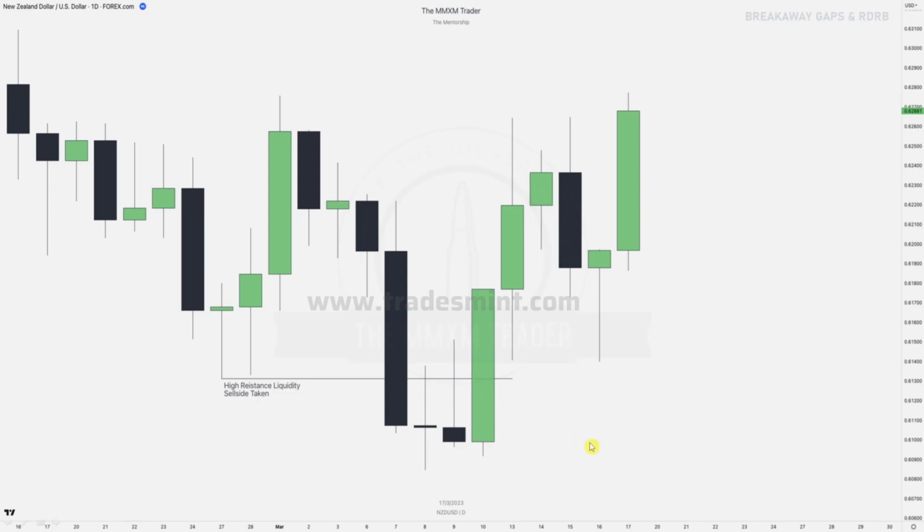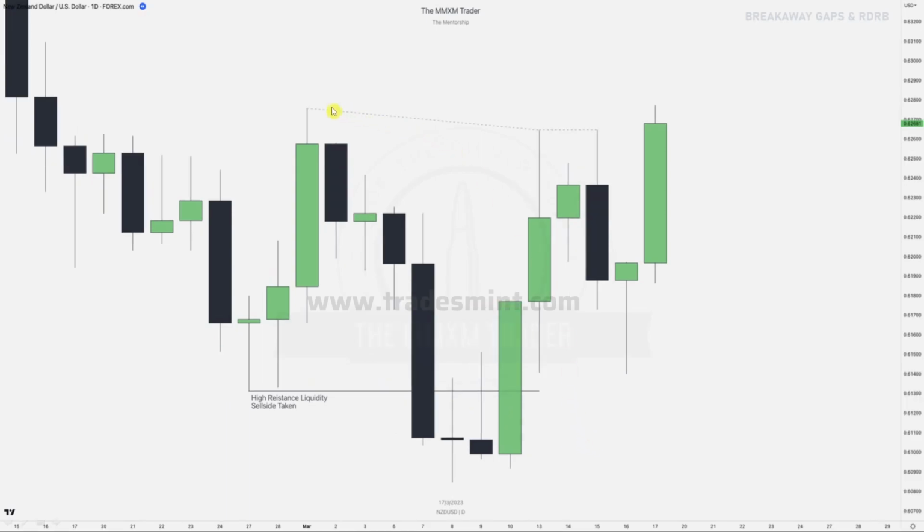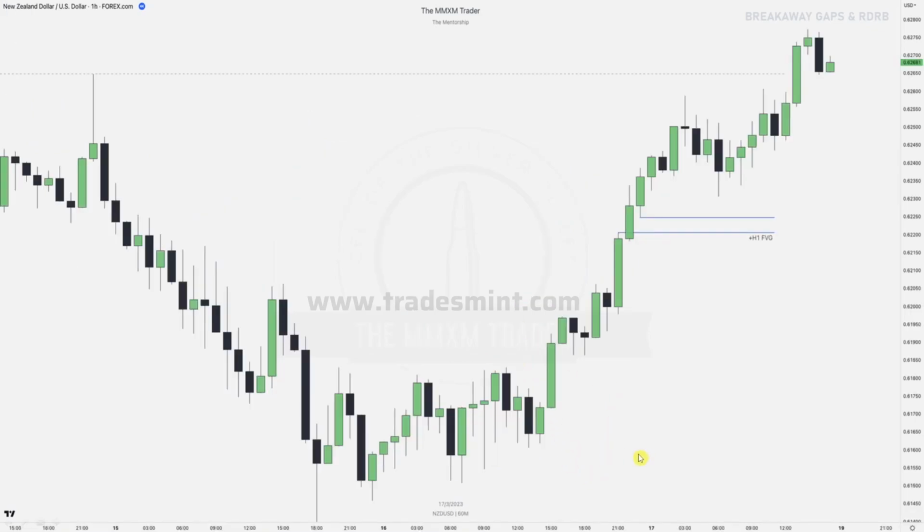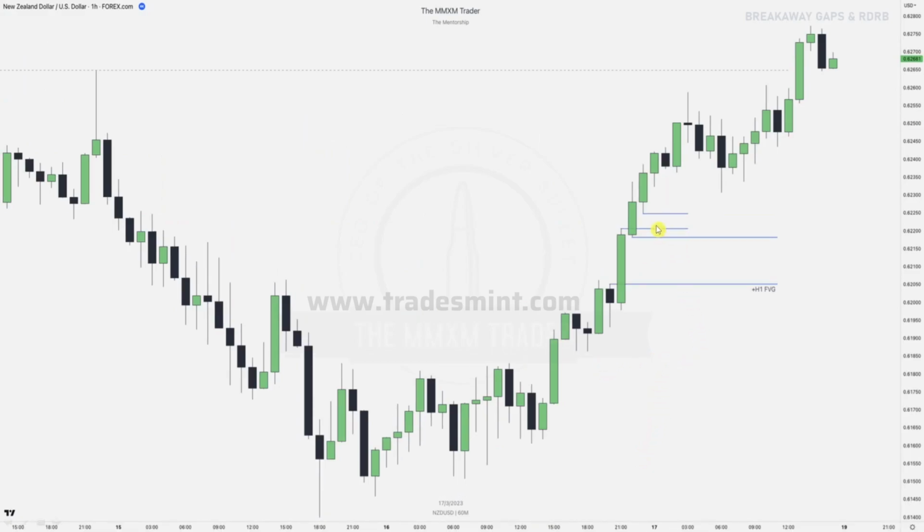Now, where do we spot this PD array? Failure swings up here. Where is that redelivered, rebalanced? Up, down, next candle, up. So we've got a balanced price range down here, and we can outline that on a 1 hour chart too. All right, so we have this gap here. Why are we not trading inside this gap? Or even inside this 1 hour gap?